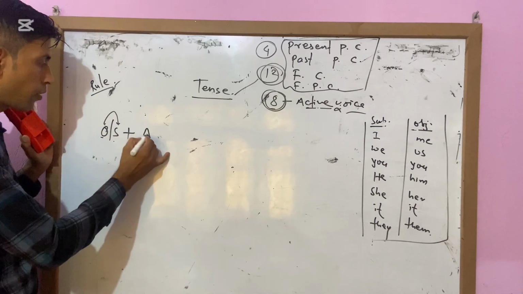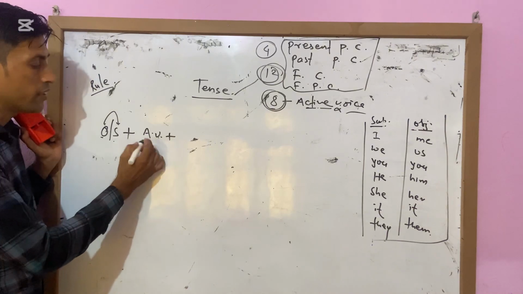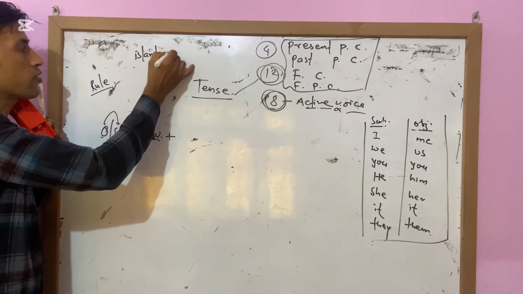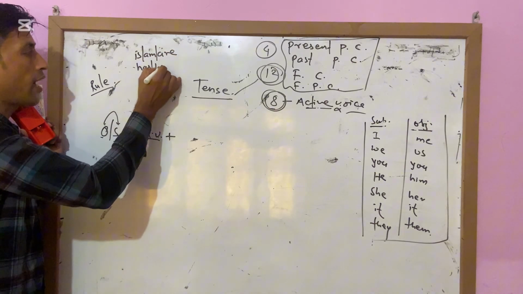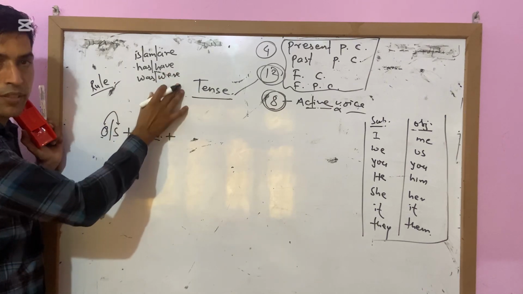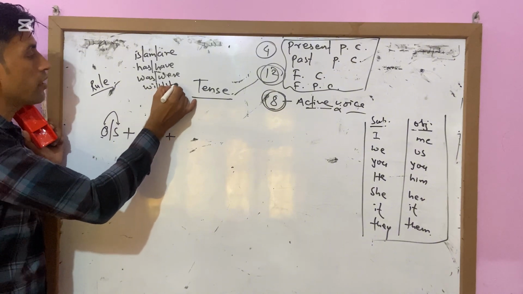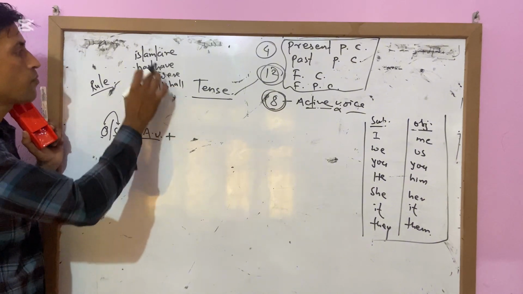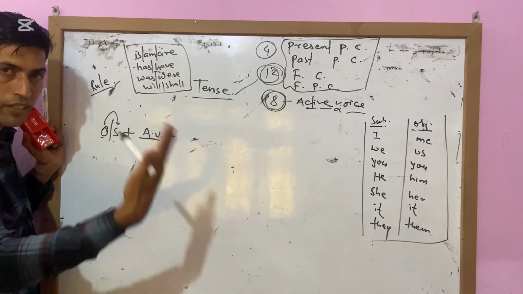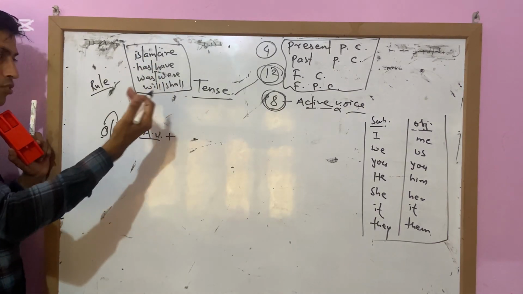Another one is auxiliary verb. Auxiliary verbs are is, am, are, has, have, was, were, will, shall. These are the auxiliary verbs, and except for these there are also many others. Modal verbs are also auxiliary verbs. So do, does, did are also auxiliary verbs.